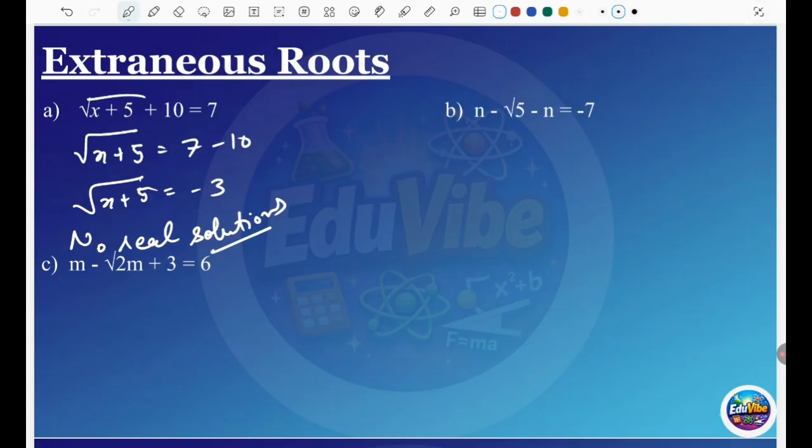So there is nothing you have to do in this. It is not possible in the real number system. So no real roots. That's the answer. You leave this question there.